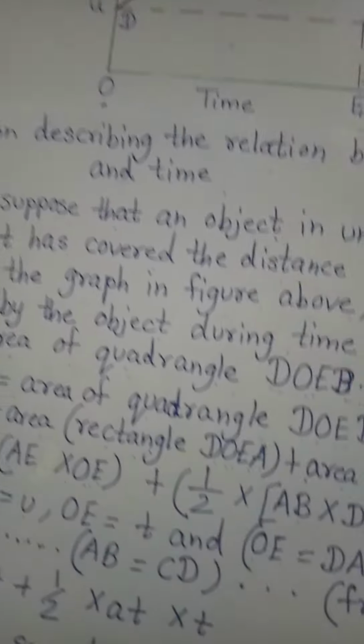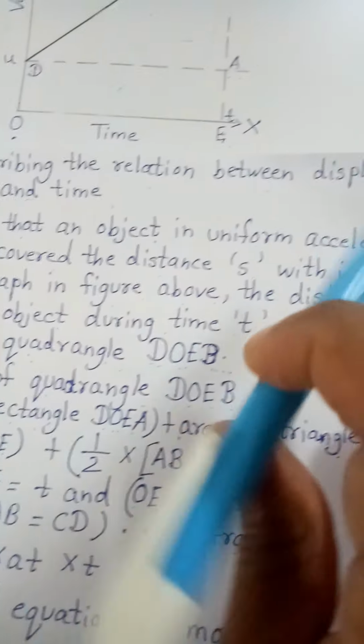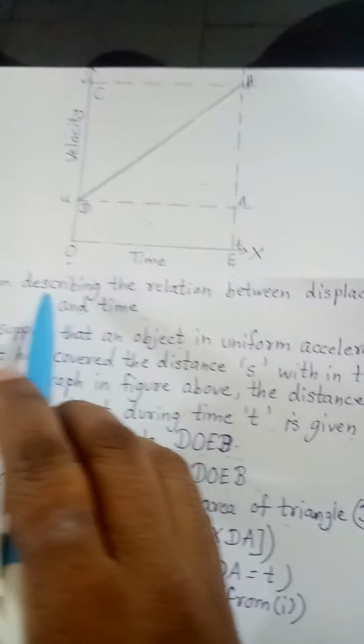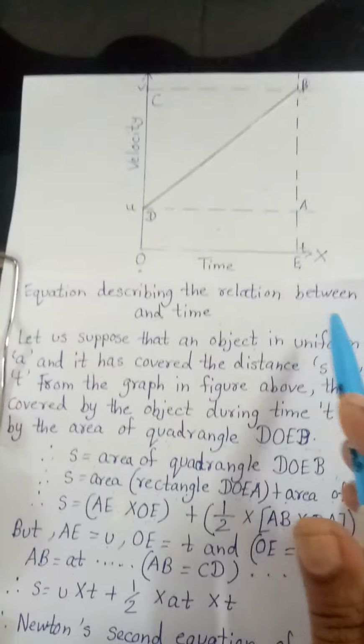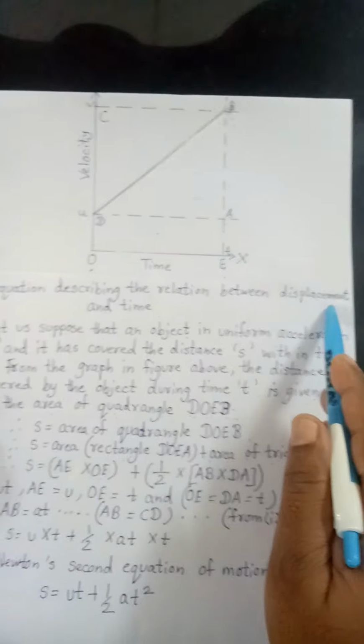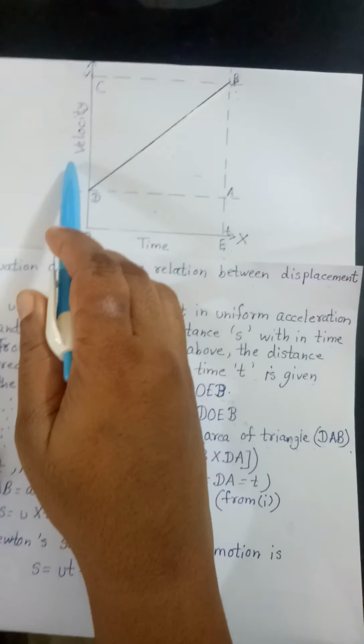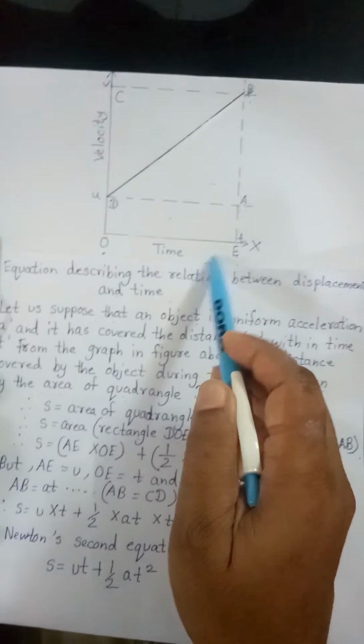Before this, we have seen Newton's first equation of motion. Now let us study Newton's second equation of motion, the equation describing the relation between displacement and time. For this, we are taking the same graph, that is the velocity and time graph.